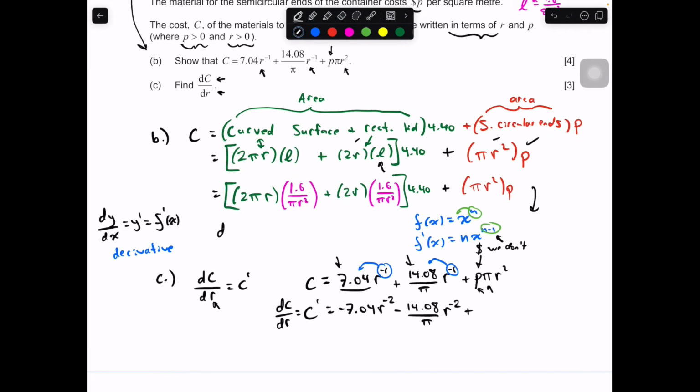So once again, dy dx, take the derivative in terms of x. Just deal with the x. dc dr, take the derivative of r. Everything else, leave it as it is. Just focus on the r in this case.